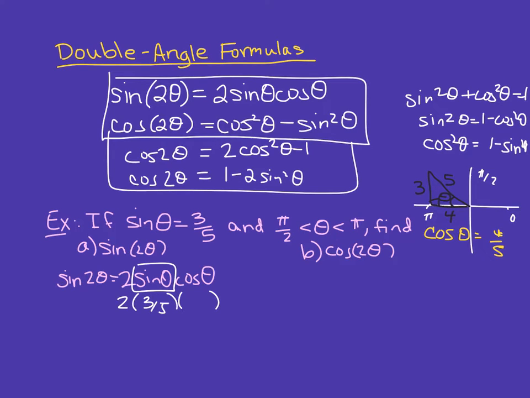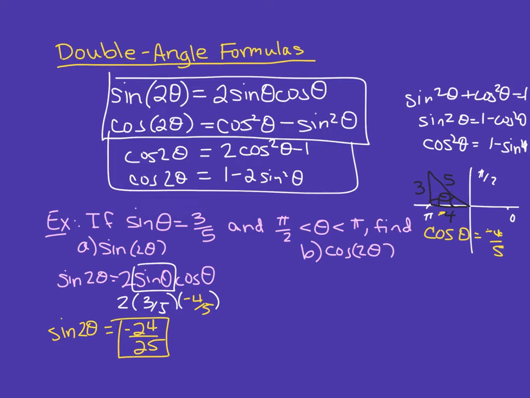I did that on purpose, by the way. So actually my cosine is not positive 4/5, it's negative 4/5 because I'm in the second quadrant, so it's going to be negative. Be really careful about that. The signs are what messes people up the most on these types of things. And if you multiply everything here out, you should get negative 24/25, and that's going to be equal to sine of 2 theta.